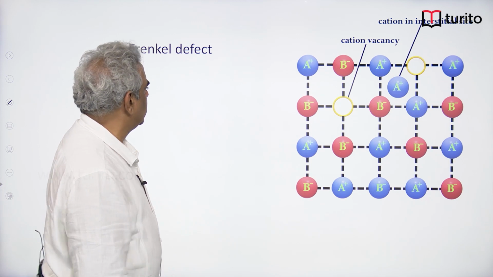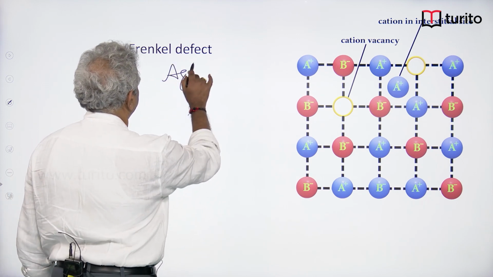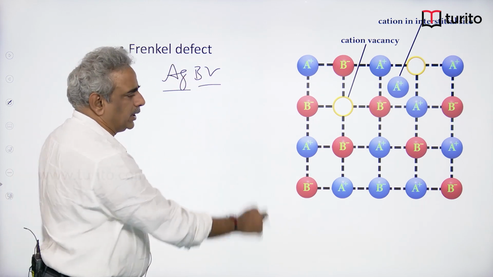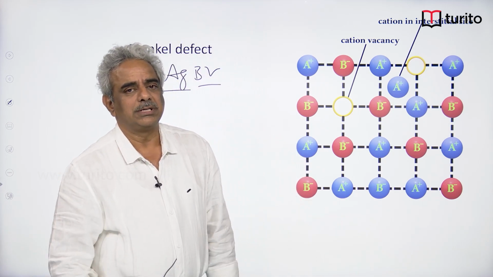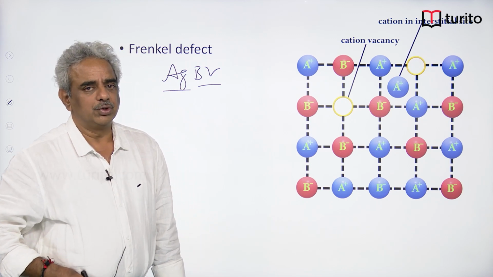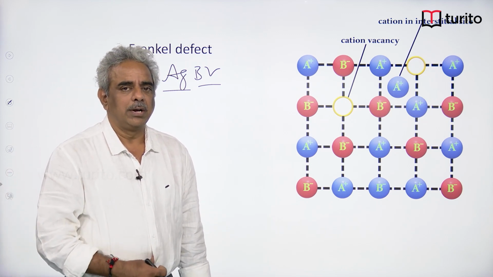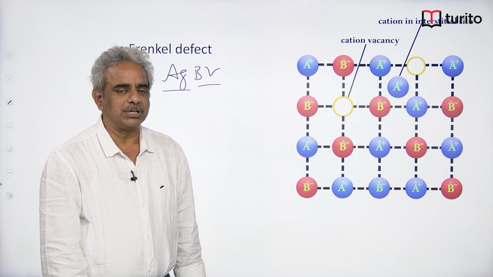Usually this is shown by silver bromide. Bromide is big and silver is so small, so while crystallizing silver will be missing from the usual place, because being small it will join some bromide interstitial spaces.